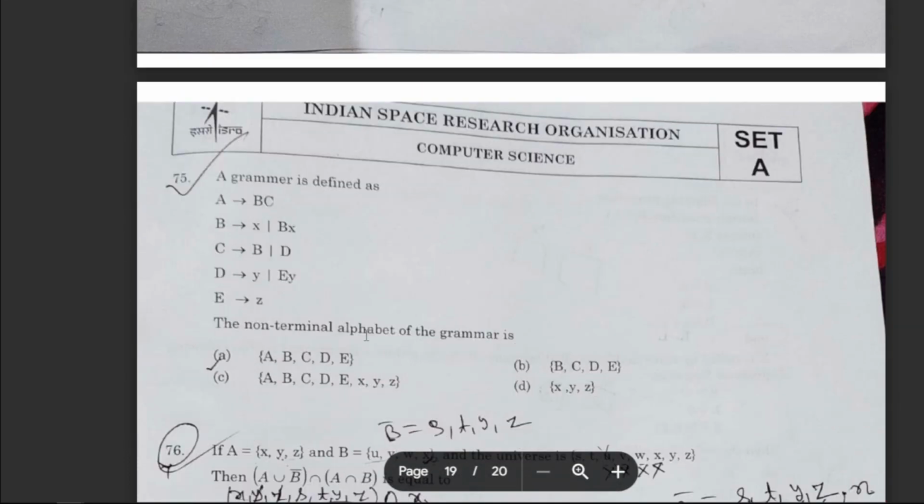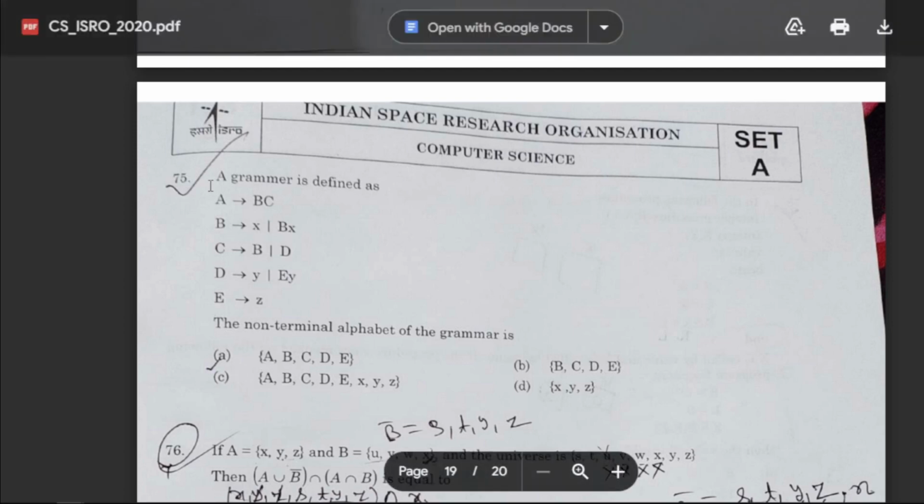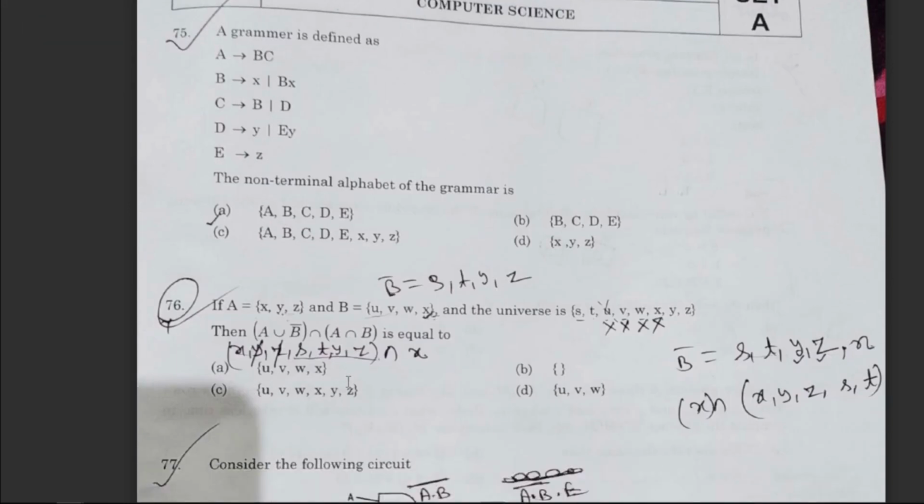75 is a grammar defined as A, B, C, D, E, right? The non-terminal alphabet of the grammar is what? So for 75, our answer will be A, that is A, B, C, D. The non-terminal alphabets are A, B, C, D, because you can see that the left side symbols are always non-terminal, because these can be expanded further. So that is why these are the non-terminal alphabets.